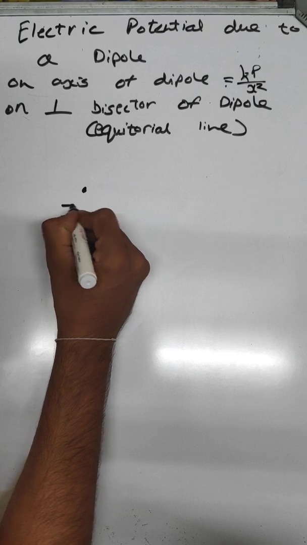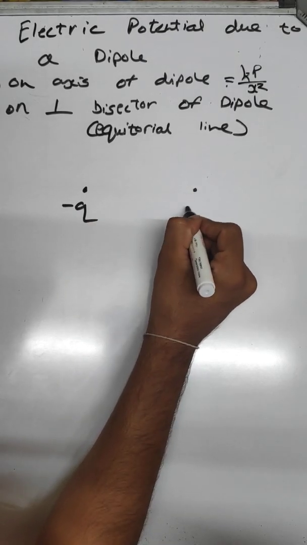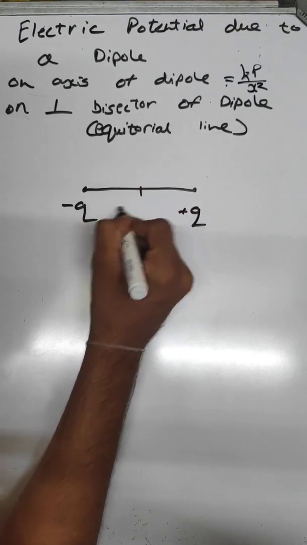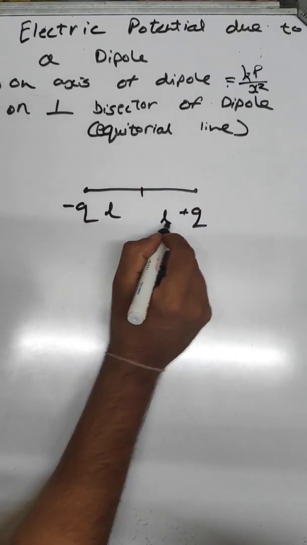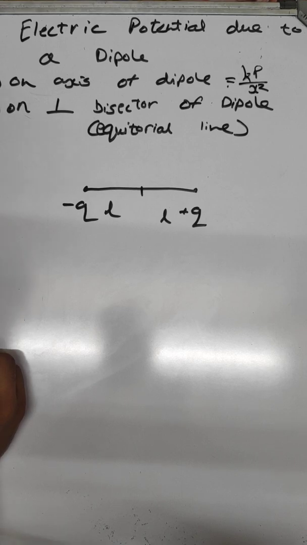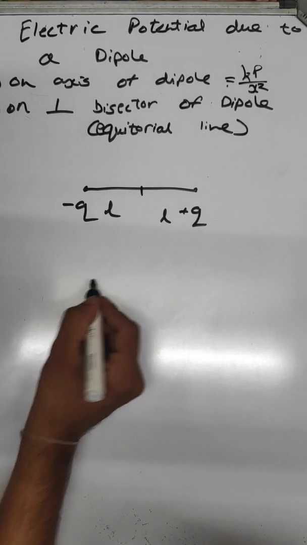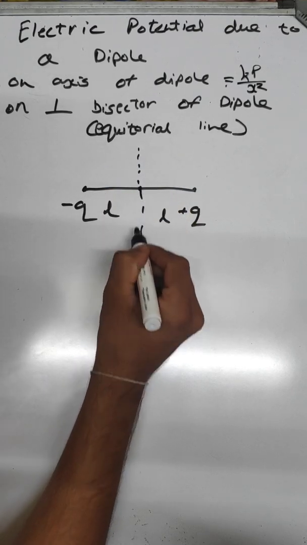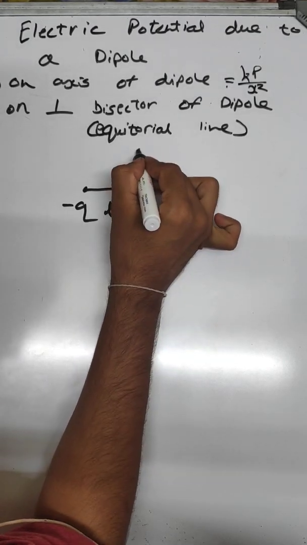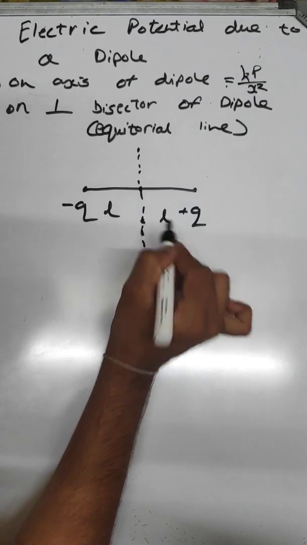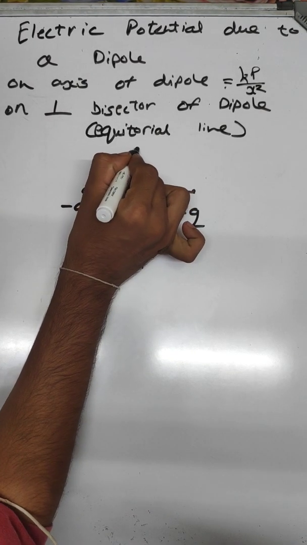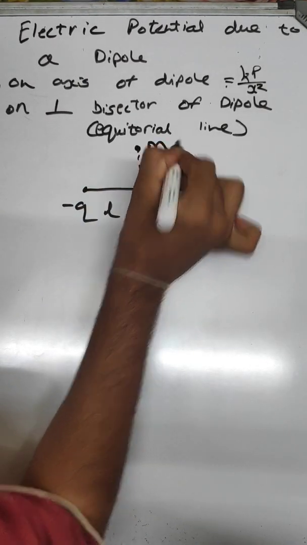Suppose we have a dipole, minus q and plus q, and they are separated by a small distance, let us say L and L. Okay, that is 2L. Now what we need to do, we need to find on the equatorial line. We'll make an equatorial line. This will be our equatorial line. Suppose a point is over here, or a point is anywhere on this equatorial line. We need to find the potential at this point. Suppose let us take this point, name this point M.